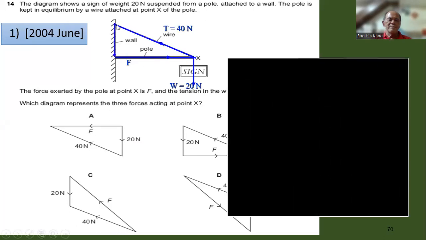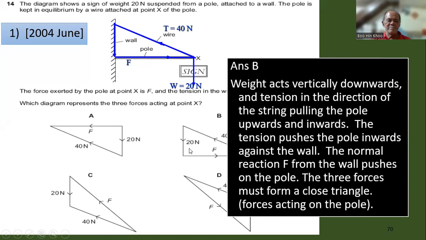That's the way. Rather than draw separately, we can draw on the diagram itself. Tension is already there. The normal reaction is there. So that must represent the weight. Then we choose which is the right answer. That's the right answer. That's the weight, 20 Newton.